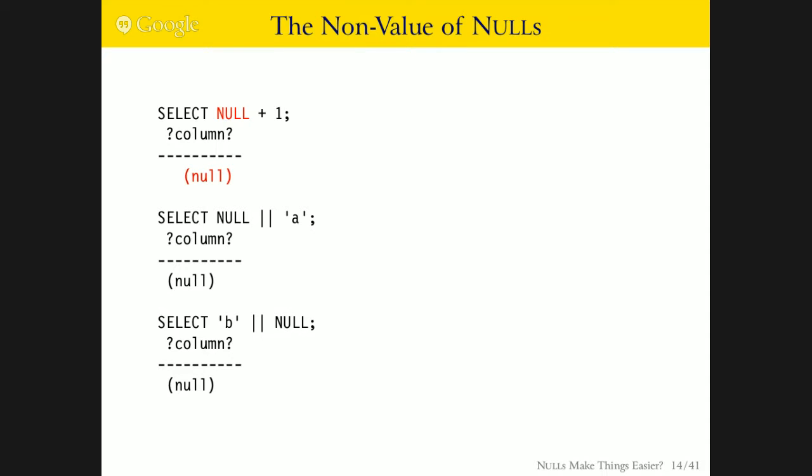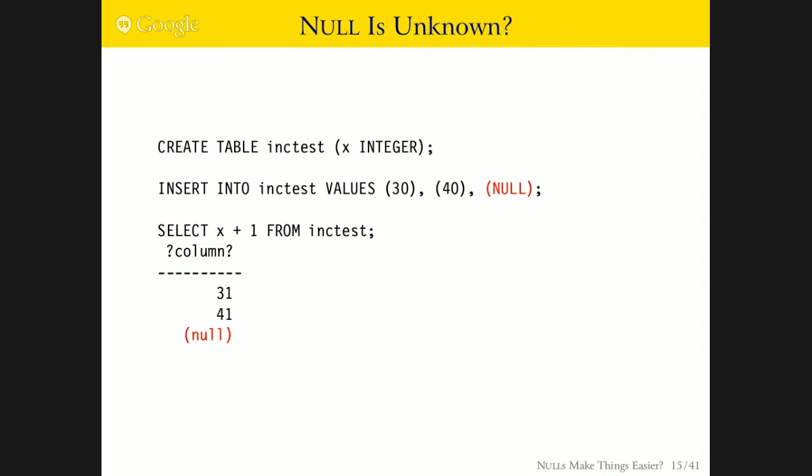So if you take a null and you add a number to it, you get a null, because unknown plus 1 is unknown. Kind of makes sense, okay? Unknown, and you concatenate a letter to the end of it, is unknown. If you take a letter and you concatenate null to the end of it, it's still unknown. It kind of works. So null is actually this unknown value. That's why they call it three-valued logic.